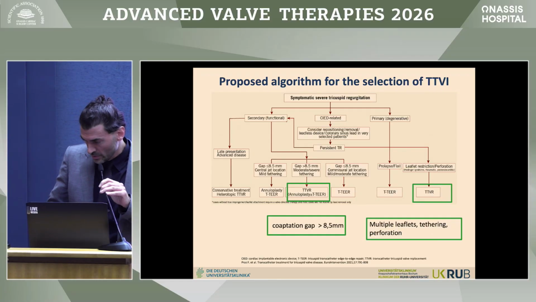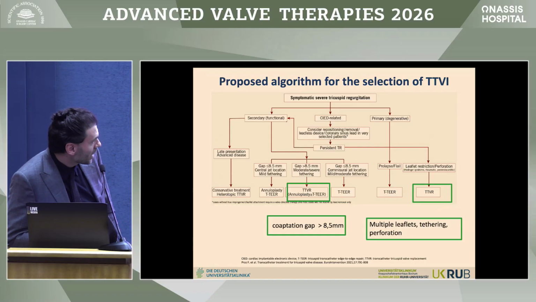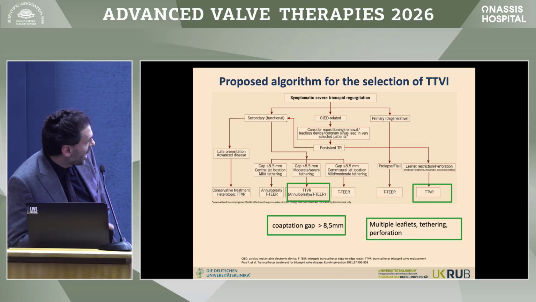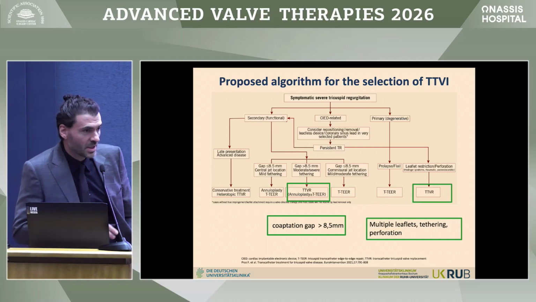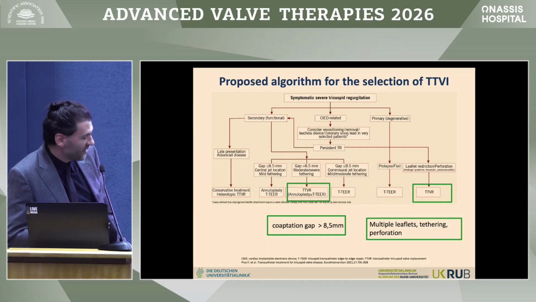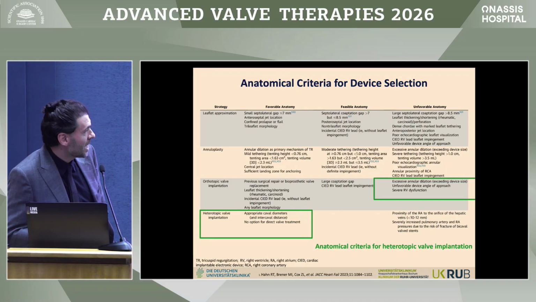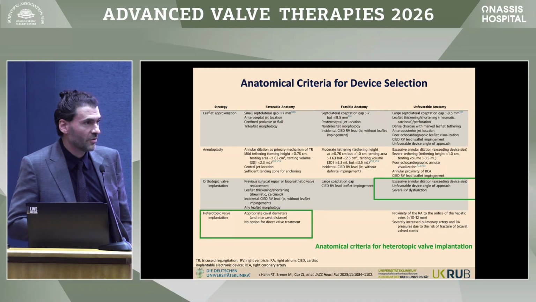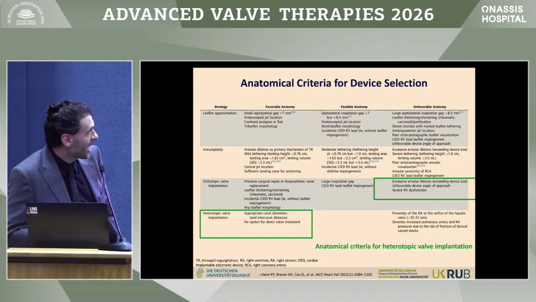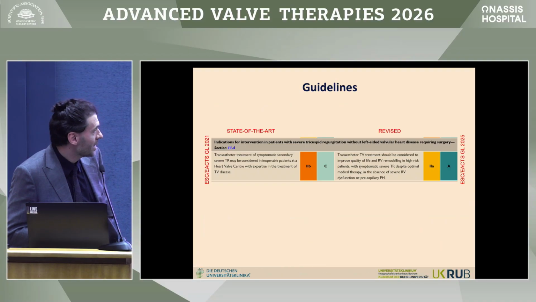I don't want anybody to read this diagram. Please don't. I will do the moonwalk and say, if we have a coaptation gap bigger than 8.5, multiple leaflets, tethering and perforation, it's not a TEER patient, and all the others we can consider. And if we have a really, really big coaptation gap, do the CT evaluation. Not having an option of valve implantation in high-risk patients, we have to think about heterotopic valve implantation if the patient is almost in palliative care and we cannot do anything else.